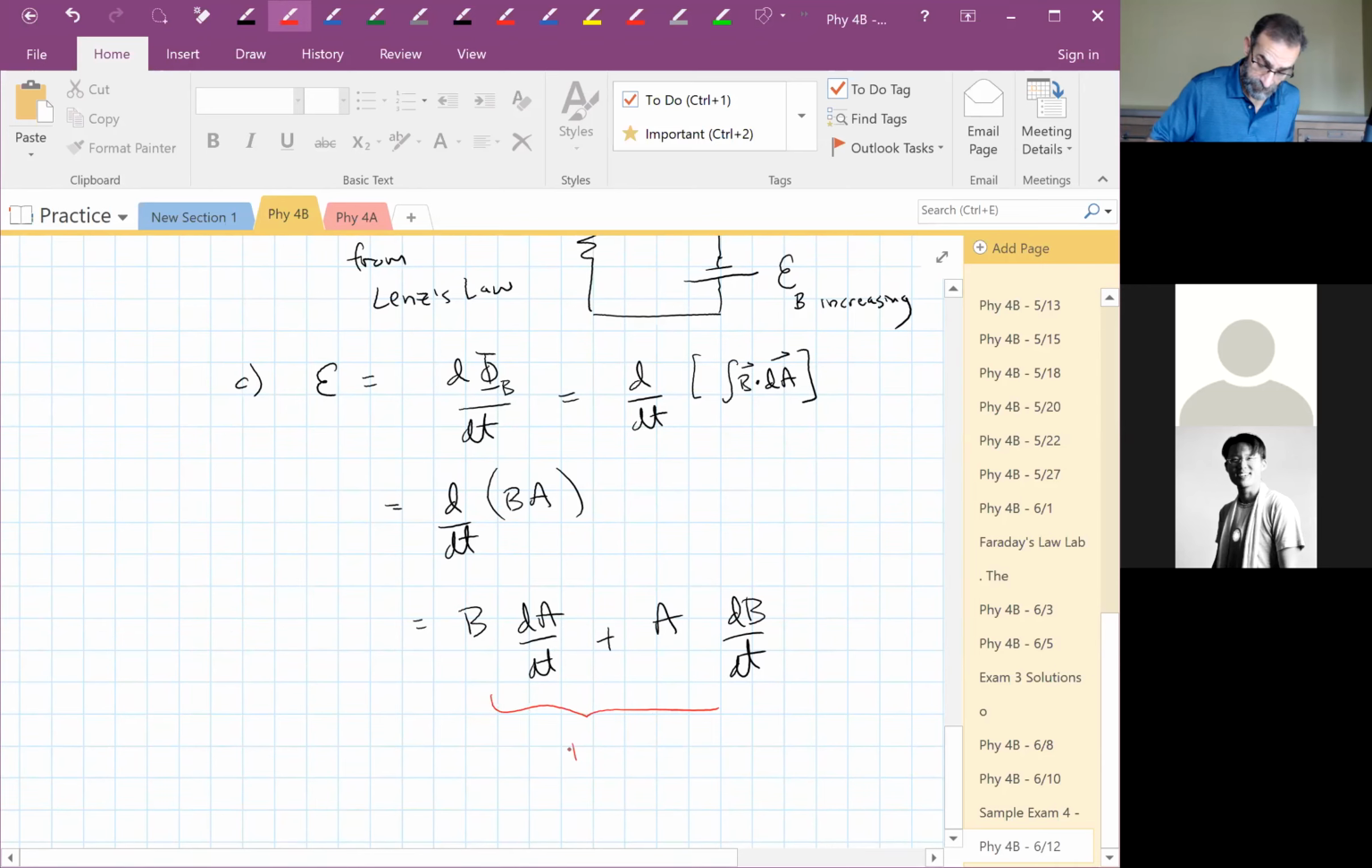One thing we have to be careful of, though, the area is getting smaller in time, right? This is a negative number. The magnetic flux is getting bigger in time. That's a positive number. Okay, we have to be careful of our signs here because they're going in opposite directions. If they were all going in the same direction, if both of these were oriented the same way, we could ignore the signs completely, right? We know what direction they're going. All right, let's do that.